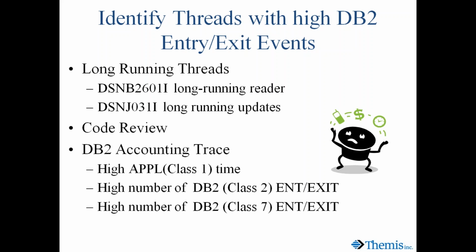Okay, now, to identify those threads, those threads with high entry exits and long-running threads, there's various different ways to do that. Number one, your system programmer can set up, as part of the installation parameters, we call them ZParms, thresholds we can set that kick out messages for long-running readers. This is one that's been in there processing for a long time, okay? And for the long-running updaters. Those are the ones with the unit of recovery. They have an issue to commit. So those messages can be monitored on the console. So we have those warnings.